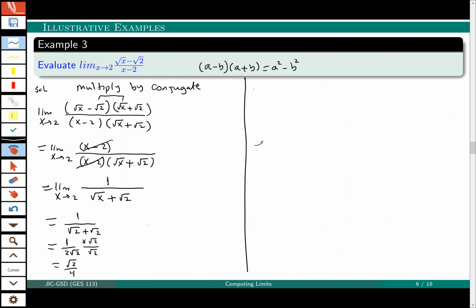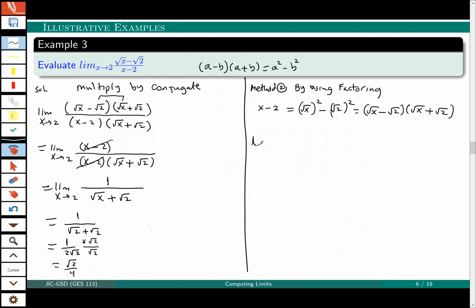Or method 2, we use factoring. Which means if you have x minus 2, that's actually root x all squared minus root 2 all squared. So it's the square root of the first, which is root x, minus the square root of the second, which is root 2, times root x plus root 2.